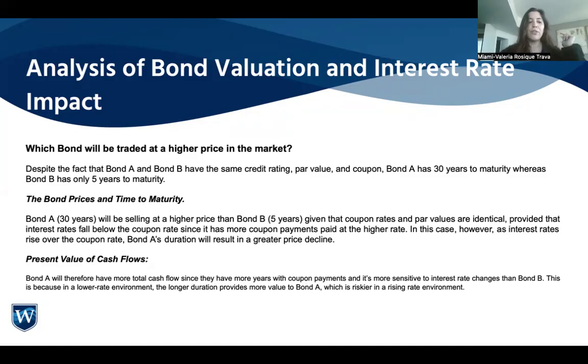This is if interest rates fall below the coupon rate, because its longer maturity means that more coupon payments are received at the higher rate. Conversely, if interest rates rise above the coupon rate, bond A will experience a greater price decline due to its longer duration. So the present value of cash flows, what is this? Since bond A has more years of coupon payments, its total cash flow is more sensitive to changes in interest rates. Compared to bond B, the higher duration means that bond A is more valuable in a lower rate environment, but riskier in a rising rate environment.